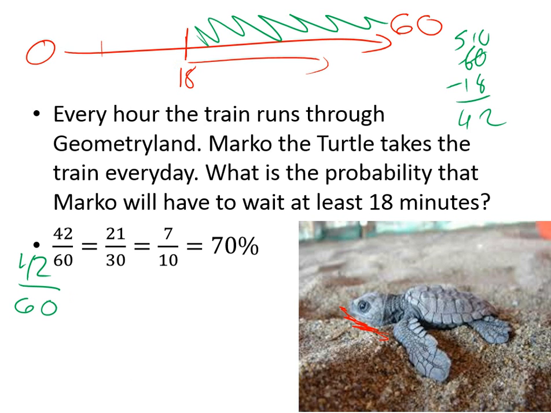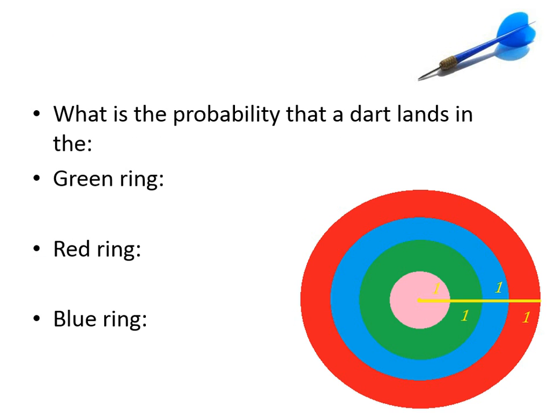to wait 18 minutes or longer, at least 70% of the time. Okay, there's a 70% chance that he has to wait at least 18 minutes. Now, that doesn't mean that he always will. Again, this is theoretical, not experimental. So this is what should be the percentage, theoretically speaking, based on the information we have. Okay, 70%. Pretty sweet.